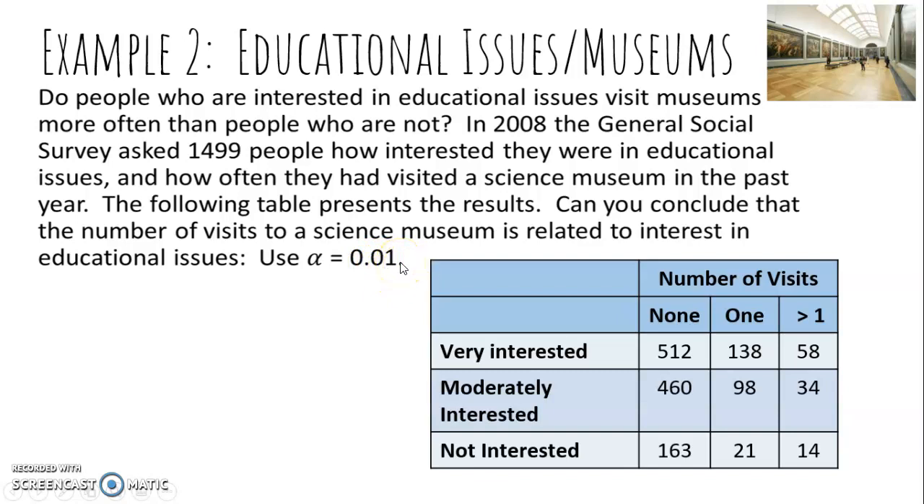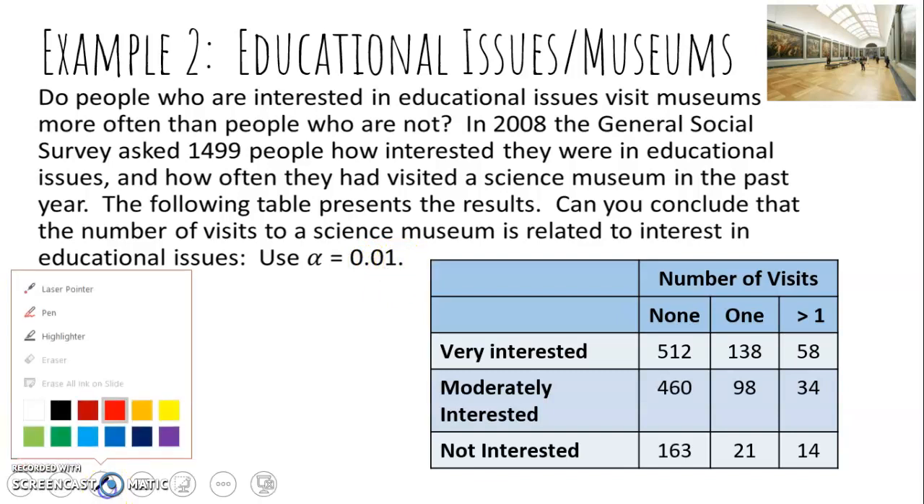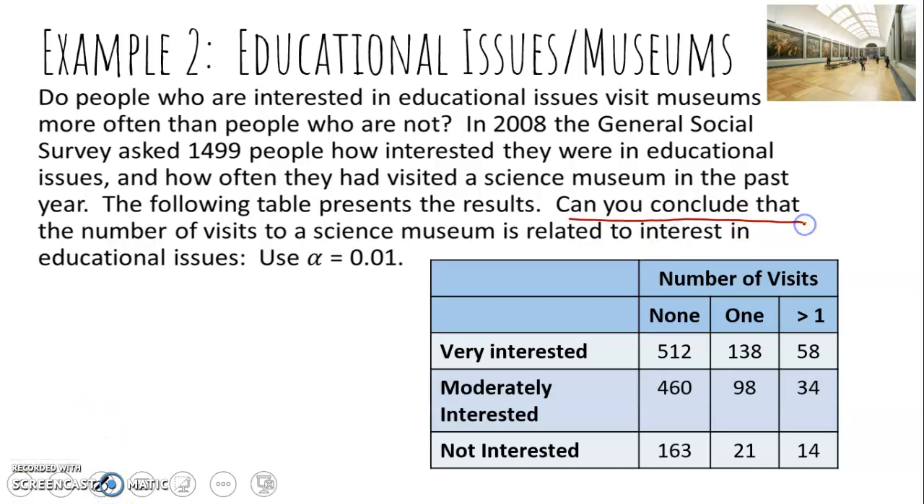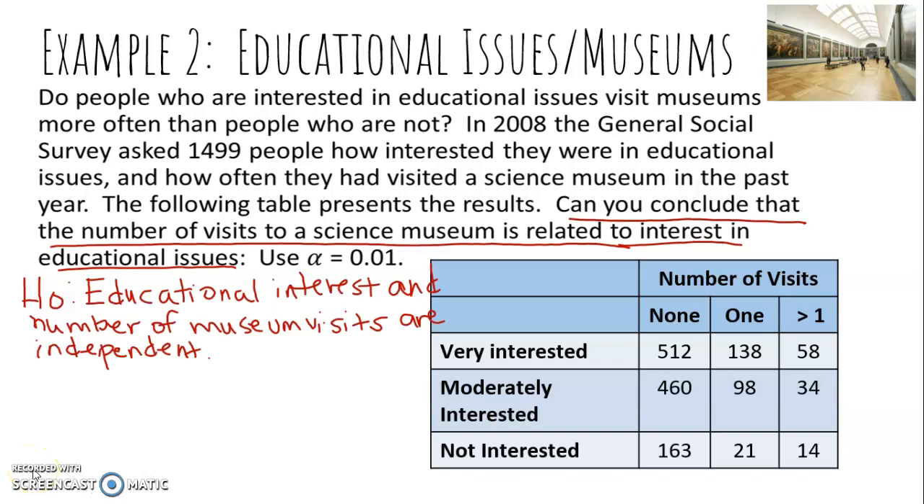When they say, can you conclude that the number of visits to a science museum is related to interest in educational issues, that means, are the number of visits to a science museum and interest in educational issues independent or dependent? So if they're related, they're dependent. That's what that means. So for our null, we will write educational interest and number of museum visits are independent.